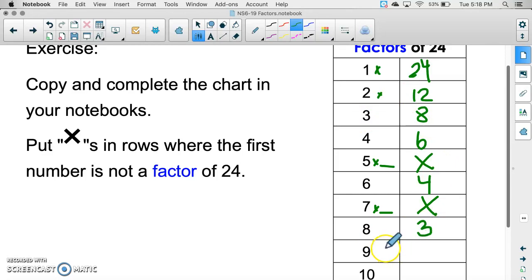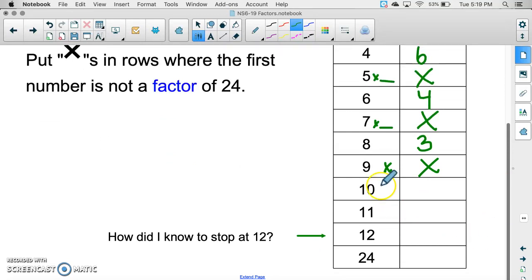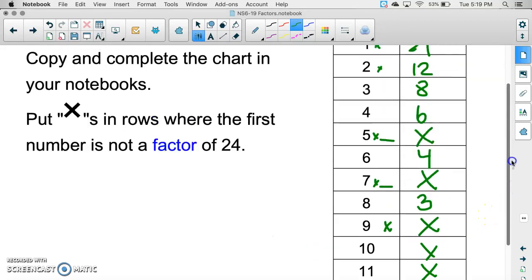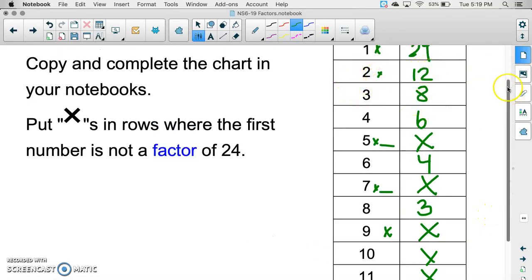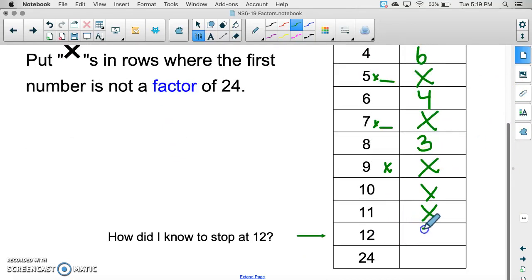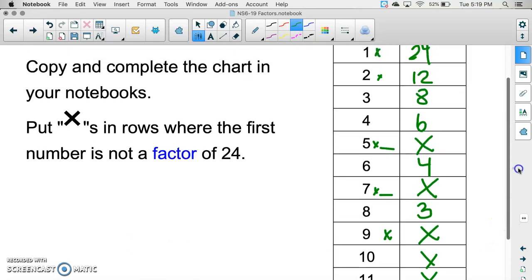9, we can't get to 24. 9 times something will not ever give us 24. If we think of 10, we can't multiply 10 by anything to get to 24, neither 11. But if we look back up above at 2, 2 times 12 gave us 24, so we know that 12 times 2 will give us 24, and 24 times 1 can give us that. So we have just found all of the factors of 24.